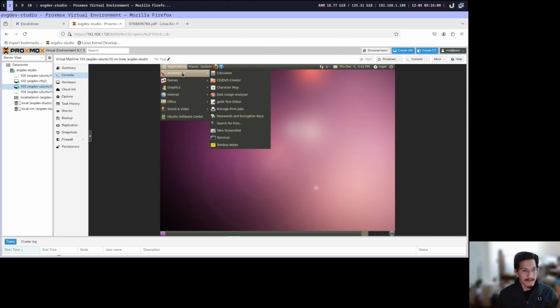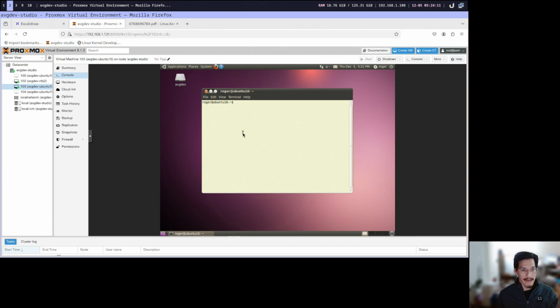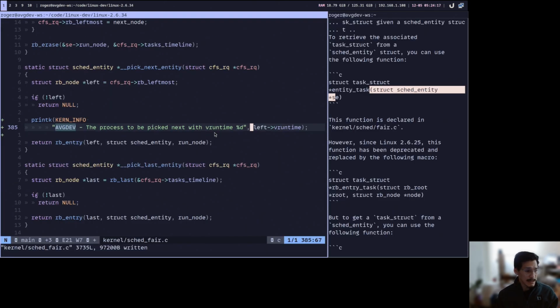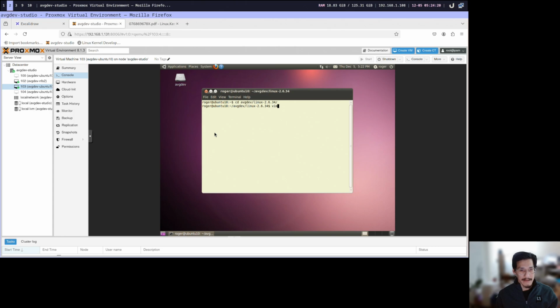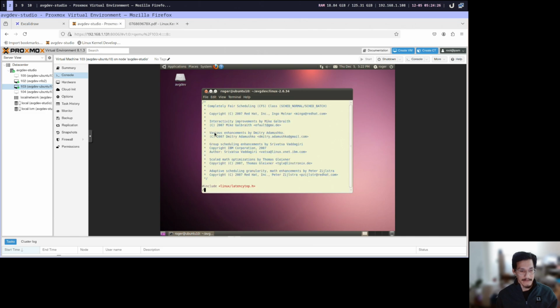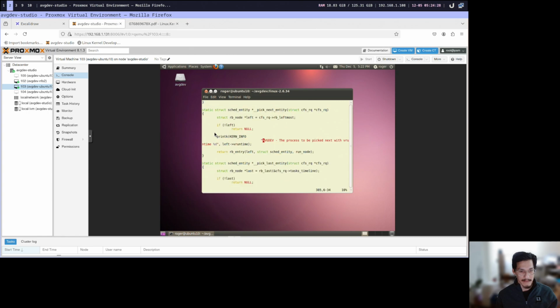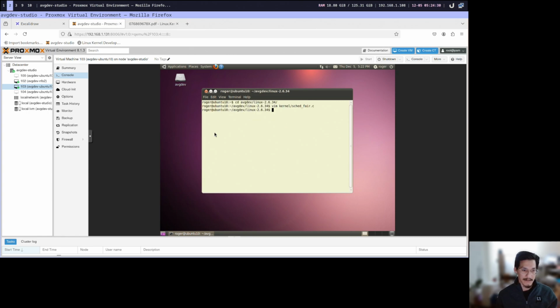Okay, so we have everything mounted, most likely. If we were to, let's say, go to kernel sketch fair again, so vim kernel sketch fair.c, then we search for average dev. Right, so it's right there. Okay, so then I think we just do make.